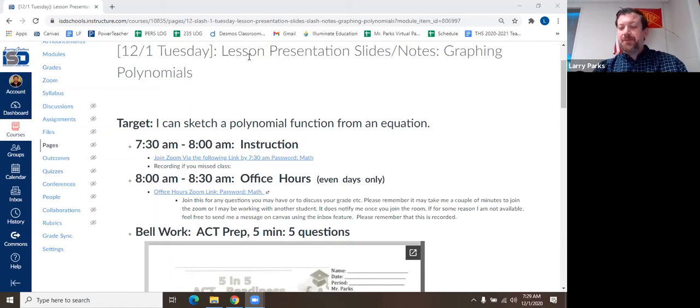So today, we've already talked about multiplicity. We've already talked about end behavior. And now we're just going to put all that together to make a sketch of a graph. So if I give you an equation, you should be able to sketch a graph. And remember, if you get lost or confused, you can always use Desmos to help you figure that out. So let's go ahead and get started.